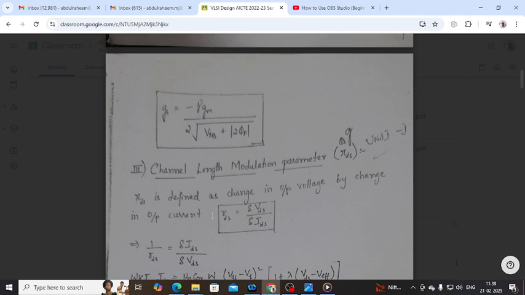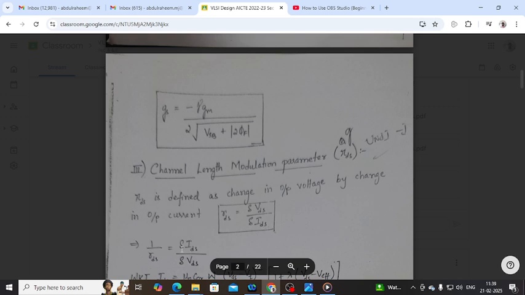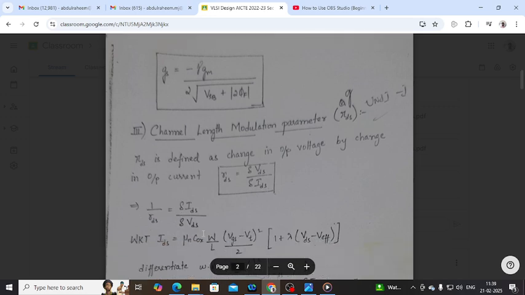So we have 1 by RDS, which is nothing but your transconductance. You can call it GM. So 1 by RDS is the reverse of your del IDS by del VDS. With respect to this, you should have the saturation region equation. IDS in saturation is nothing but mu n COX W by L, VGS minus VT whole square, by 2. This is your saturation.